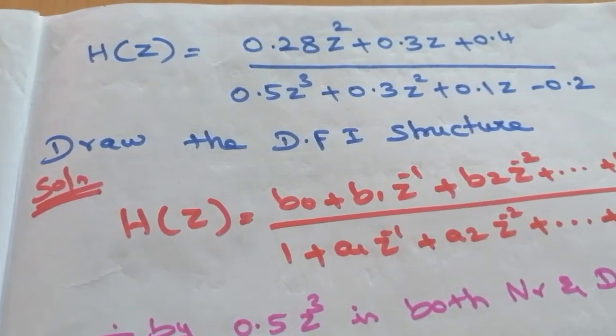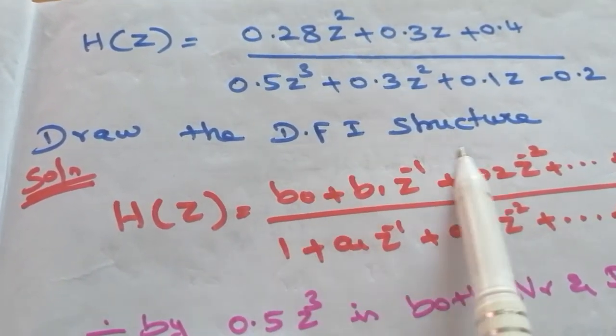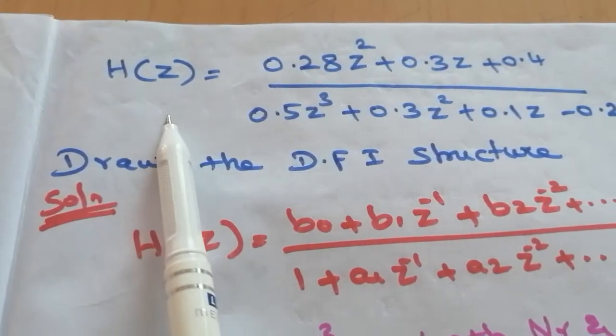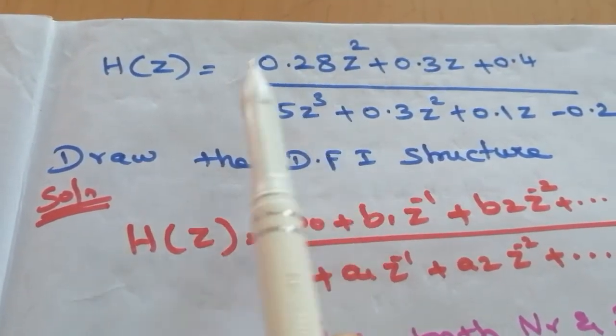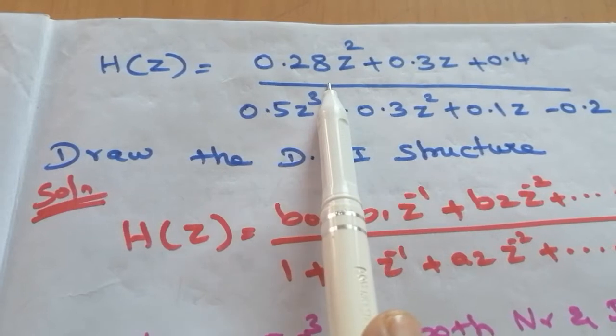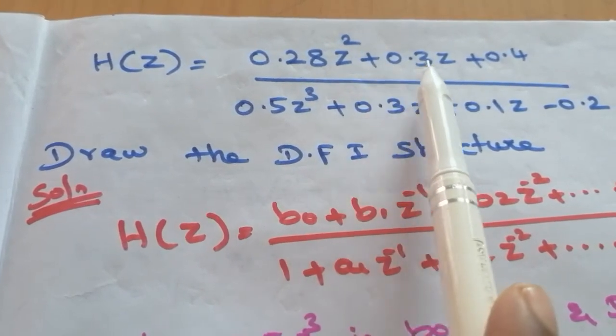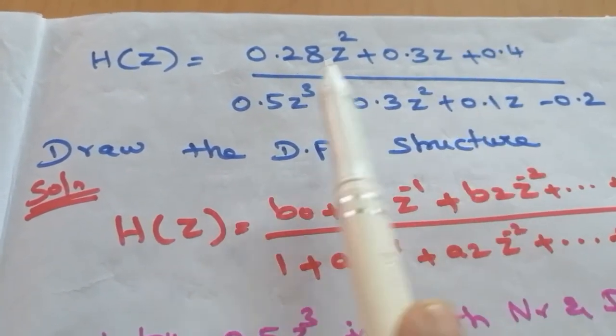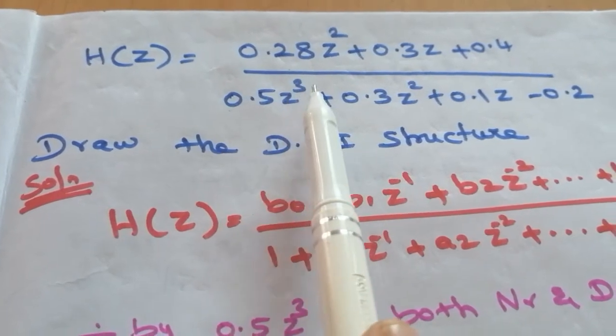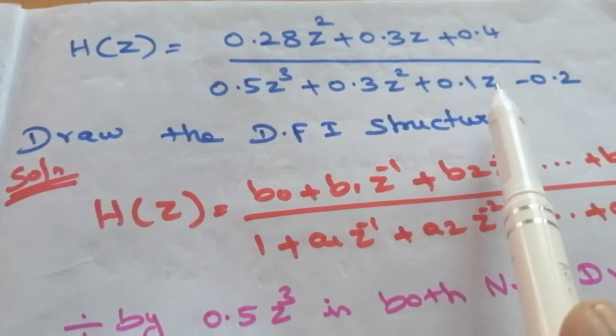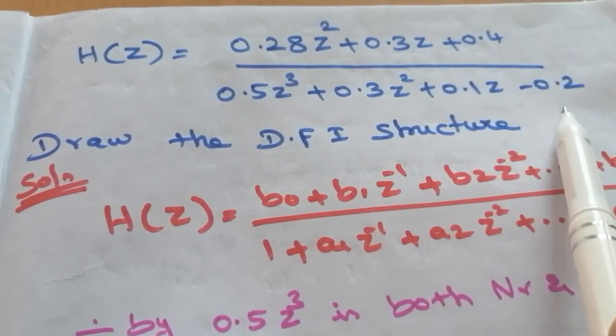Dear students, next we will see the problem on direct form 1 structure. The transfer function is directly given in that problem, that is H of z equal to 0.28 z square plus 0.3 z plus 0.4 divided by 0.5 z cube plus 0.3 z square plus 0.1 z minus 0.2.